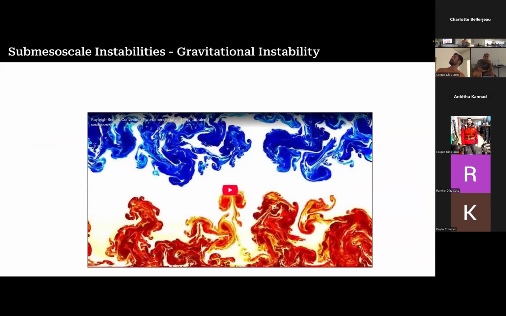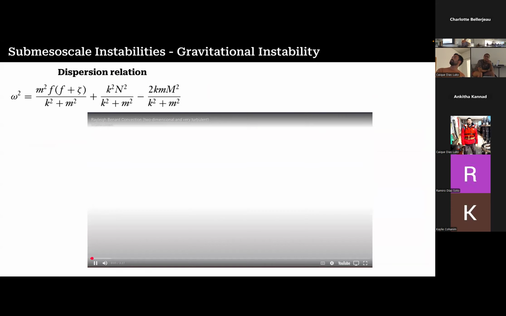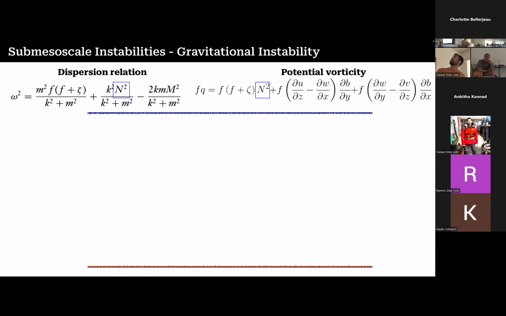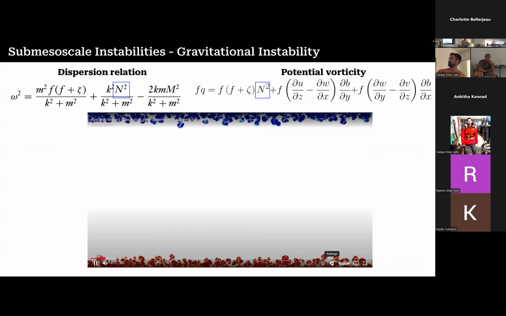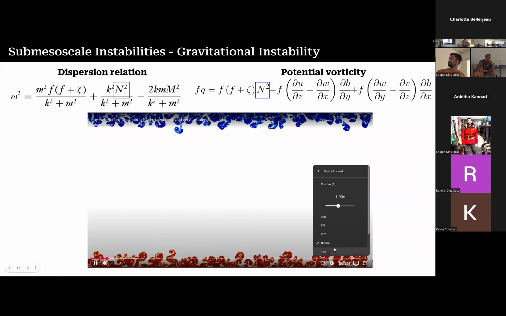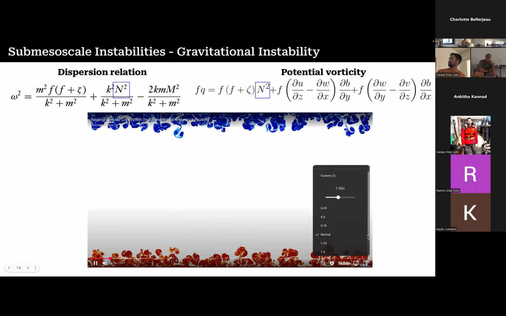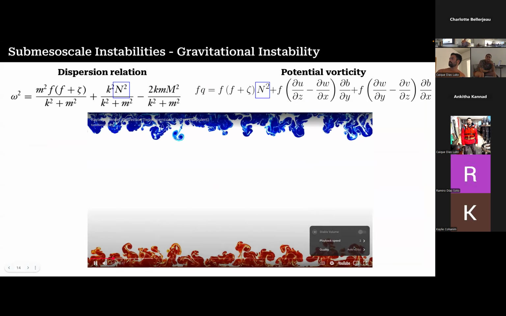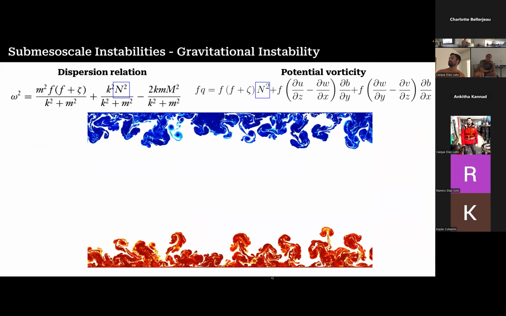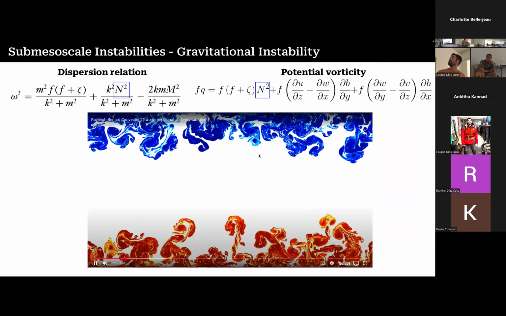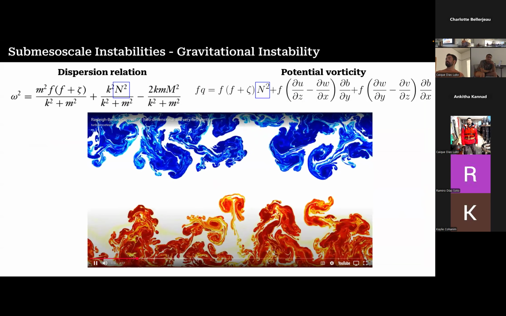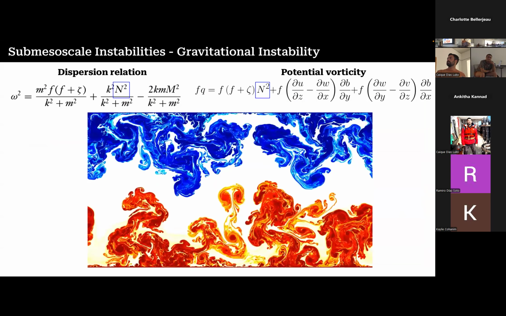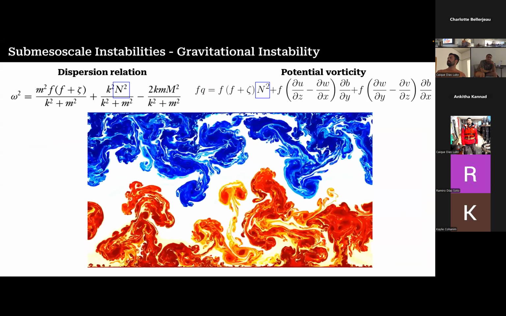And then lastly, the last instability is the one because of N squared, the one that Ankitha already talked about. This is the gravitational instability. Here's just a fun video of gravitational instability. You have warm water below and cold water above, and you see these plumes forming, generating a lot of turbulence. It's really artistic images.